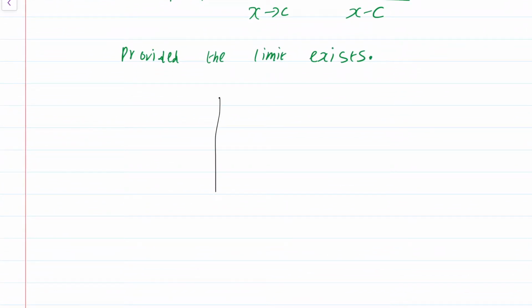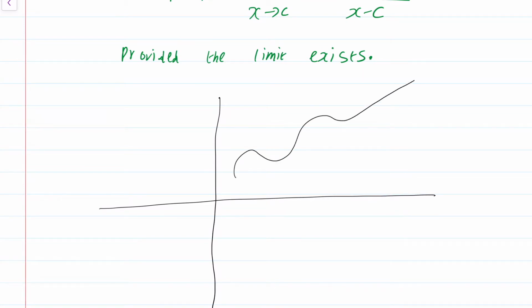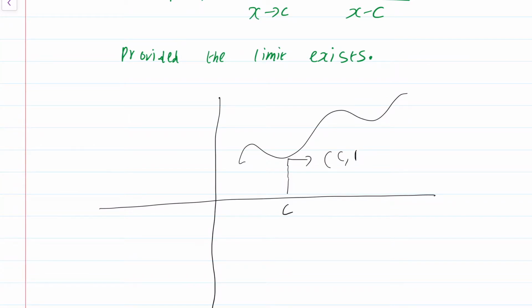Well, let's draw a picture. Say you have a curve. I focus on this point C. I have a tendency of drawing these points somewhere in the air. So this is the point C, so essentially this will be C comma f of C. If I take a point x, then this would be x comma f of x.